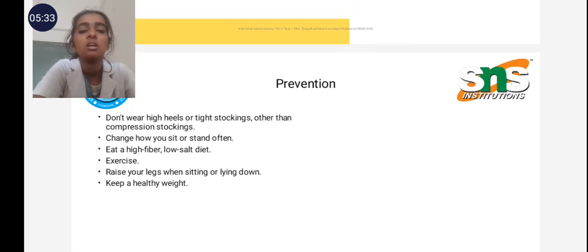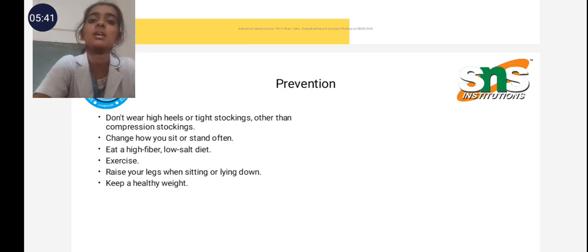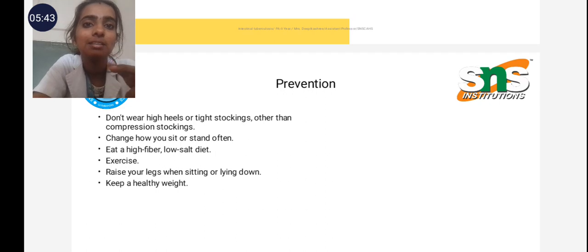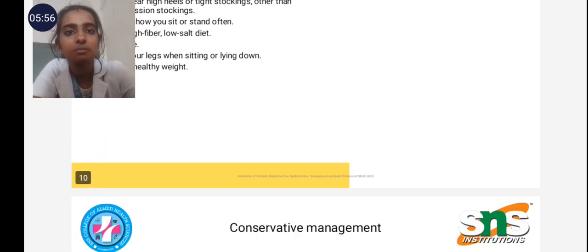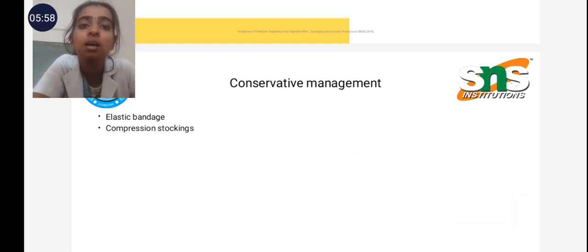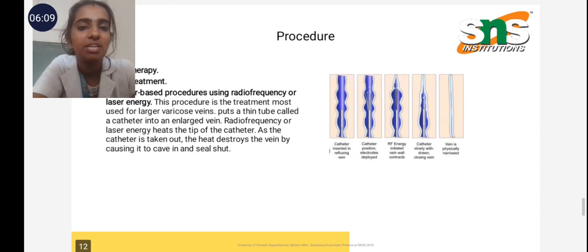Another one is prevention. Don't wear high heels or tight stockings other than compression stockings. The compression stocking is good because it regulates the blood pressure. Then change how you sit or stand up. Eat a high fiber and low salt diet. Exercise. Raise your leg when sitting or lying down. Keep a healthy weight. Conservative management is elastic bandage, that means compression stocking. It is a sock-like thing. By using this, it can regulate the blood pressure in the vessels, veins.